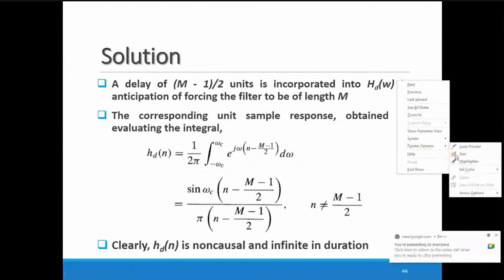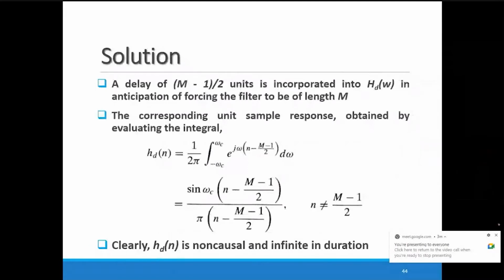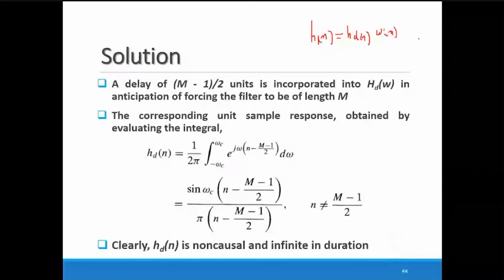We have to obtain this h(n), which is nothing but we multiply this impulse response h_d(n) with the windowing function. As we apply the windowing function, your filter changes from infinite duration to finite duration and from non-causal to causal. When we apply this windowing function, then only we can say we are able to realize this particular filter.